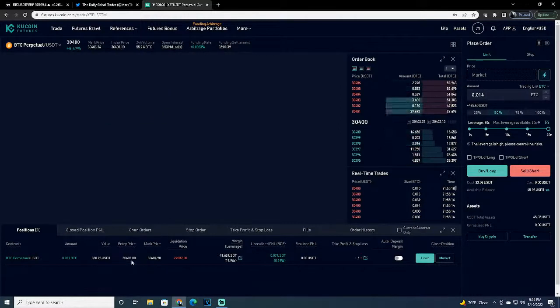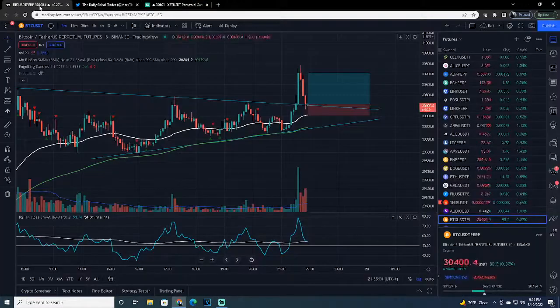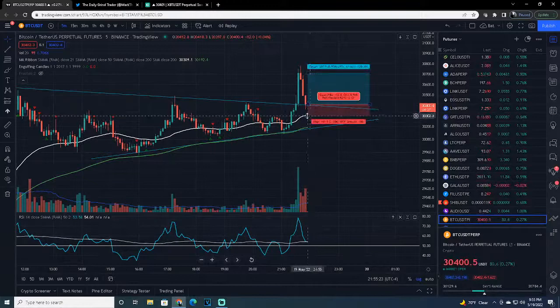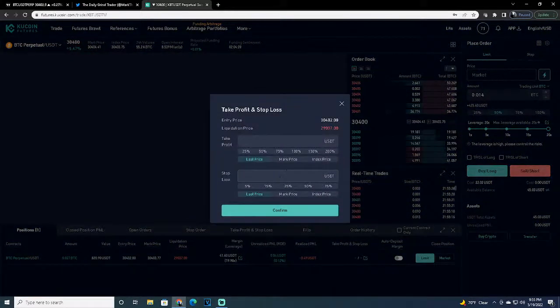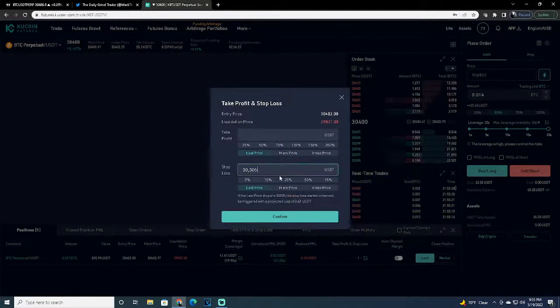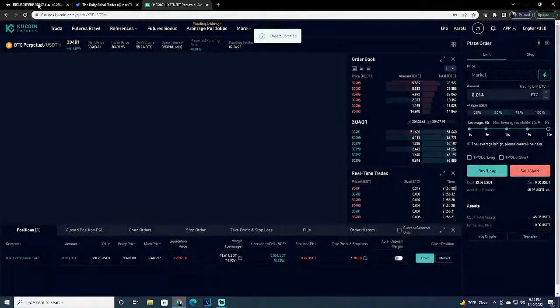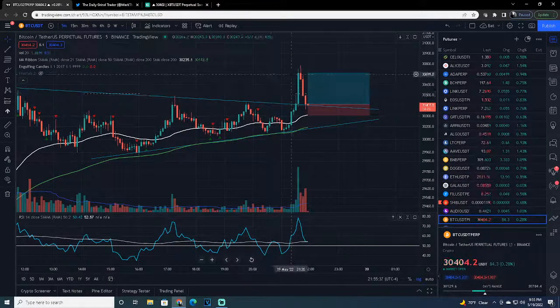Okay, got 3402. And our stop loss is going to be 3305. Confirm that. And our take profit is going to be 37.15.